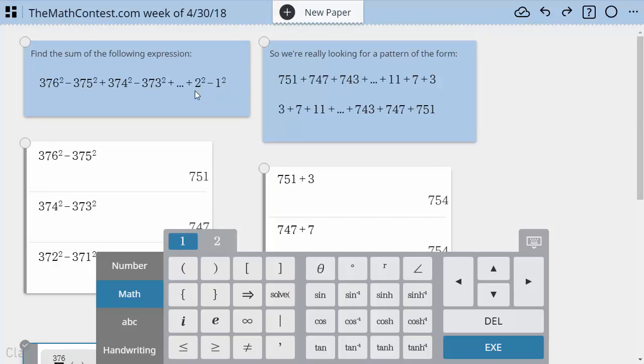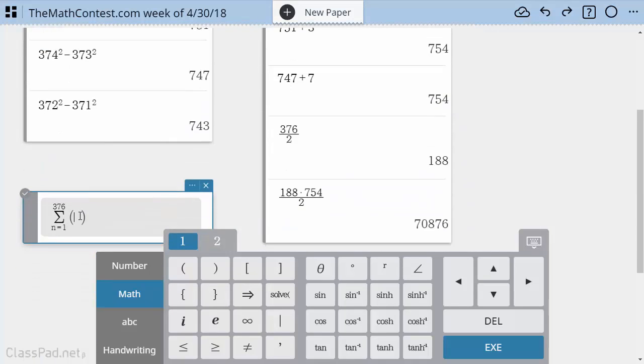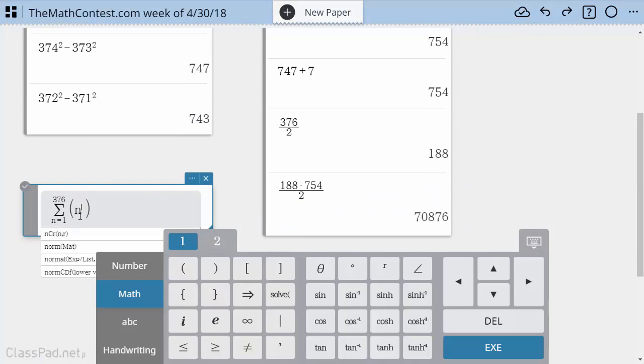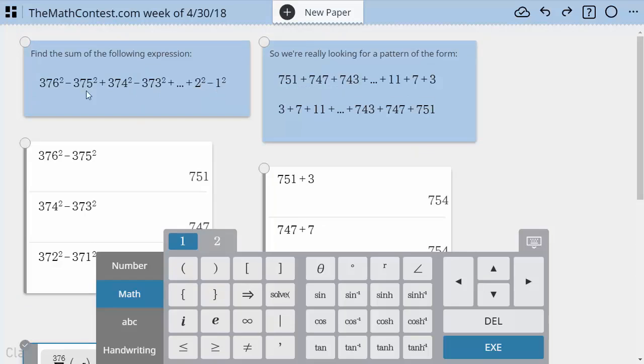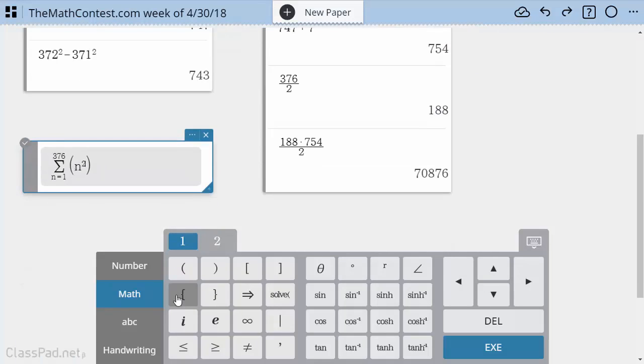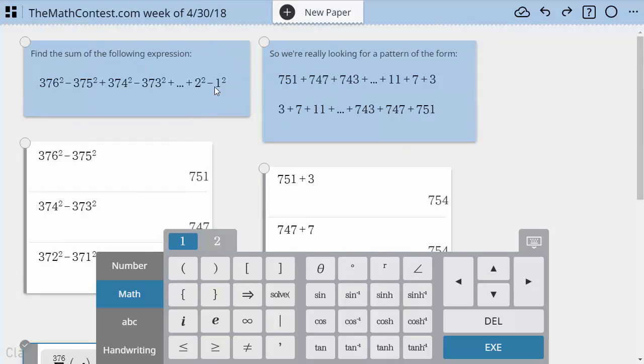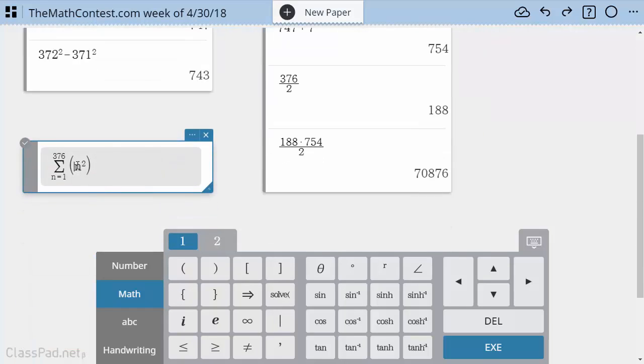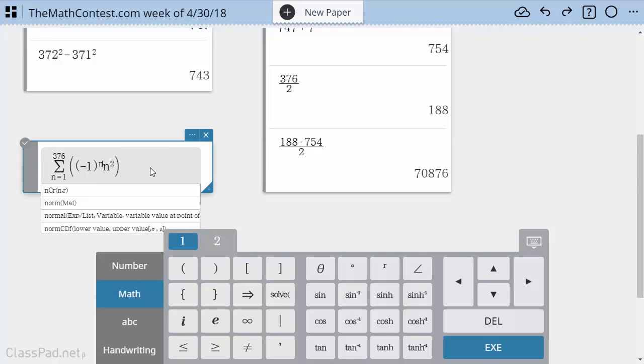Well, the 1 squared, 2 squared, 3 squared is easy, right? We're just squaring every number, 1 squared, 2 squared, all the way up to 376. So that part's easy. The trick that we need to do is figure out how to make this alternate from negative to positive to negative to positive. And rather than go into a whole long explanation, I'm going to sort of shortcut that here because that's getting a little harder to explain in the time we have.